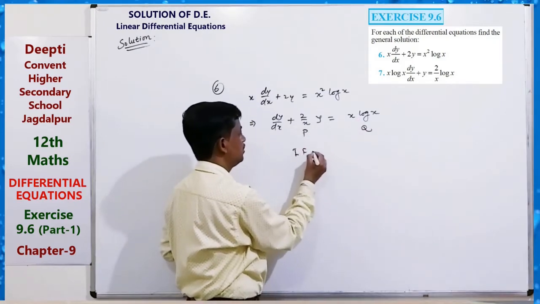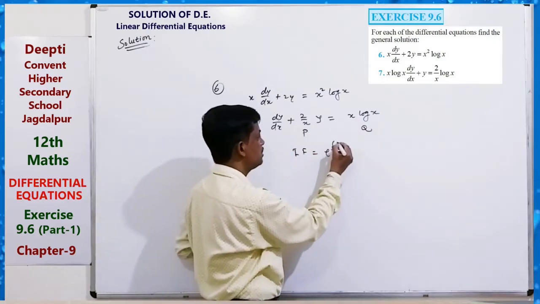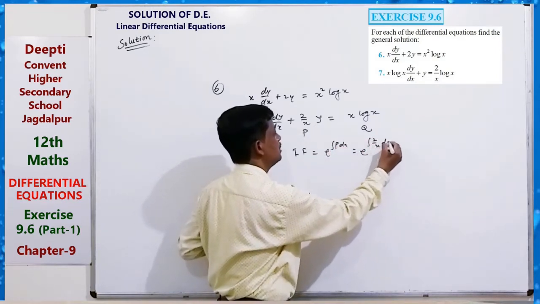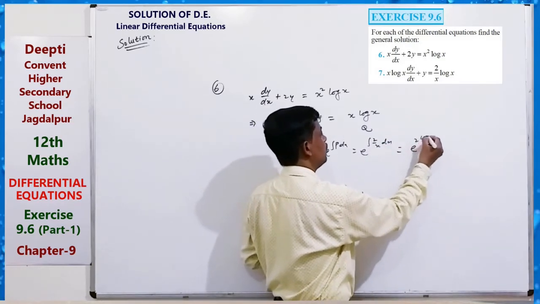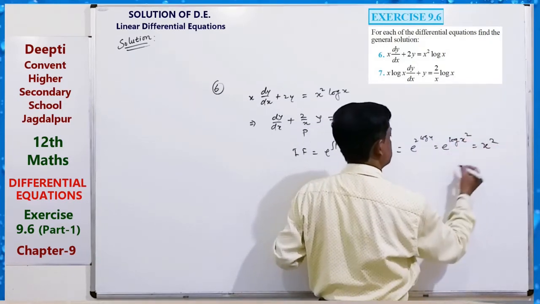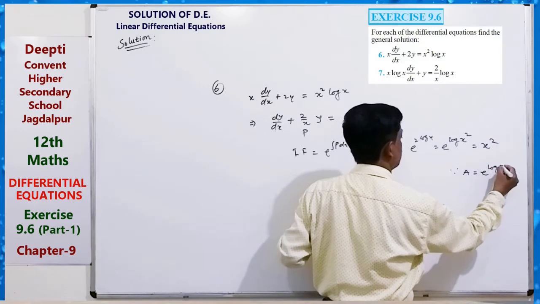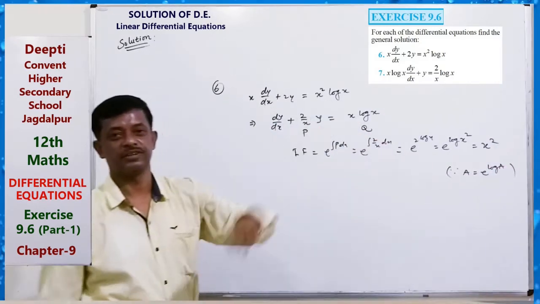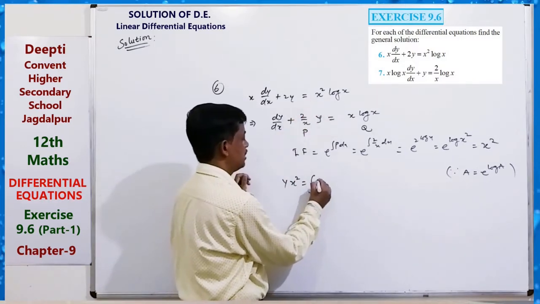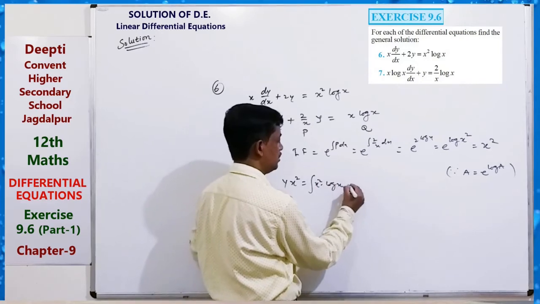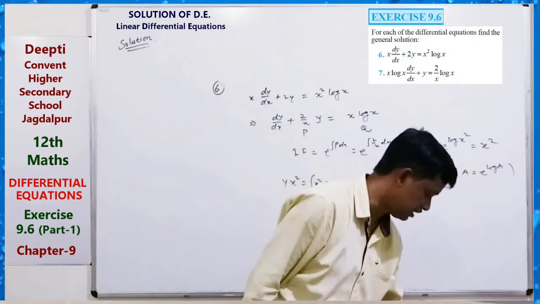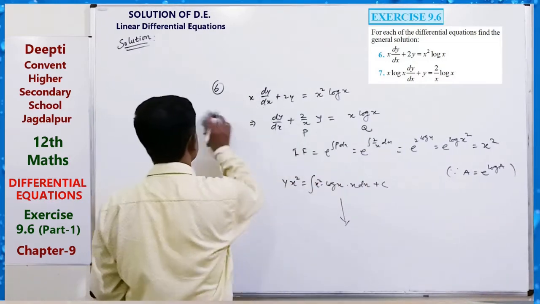So IF equals what? IF is e to the power integration of p dx, integration of 2 by x dx, means e to the power 2 log x, means e to the power log x square, means x square, since e to the power log a equals a. IF is x square. The solution is very simple. Why? y into x square equals integration of q, q means this, x square into log x into x, dx plus c. Now you can solve it. Clear? This is question 6. Question 7: x log x dy by dx.